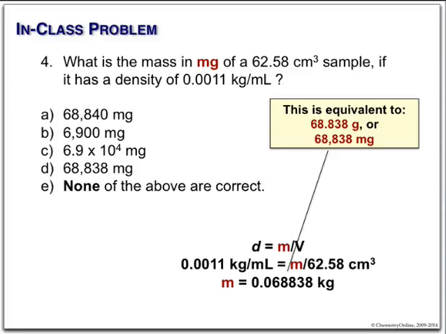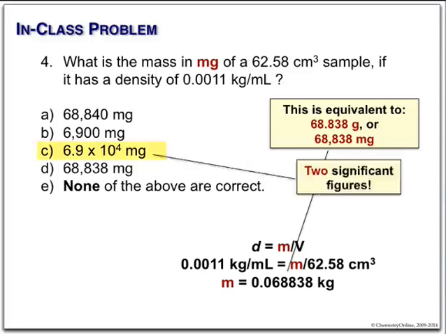68,800 rounds to 6.9 times 10 to the 4. This rounds to 69,000 milligrams, which is 69 times 10 to the 4. It is not 6,900 milligrams, and these have way too many significant figures.